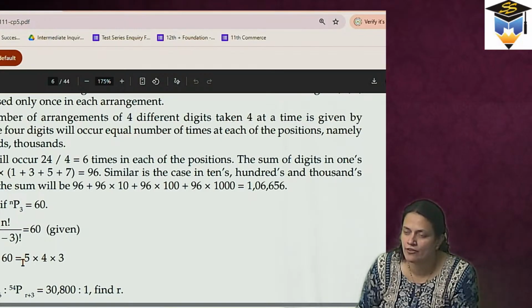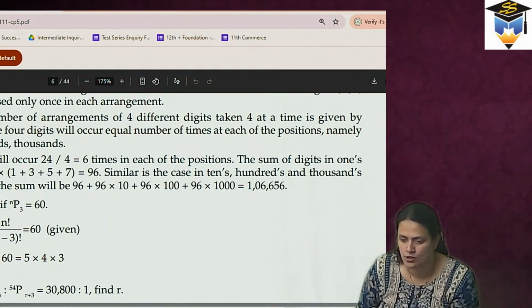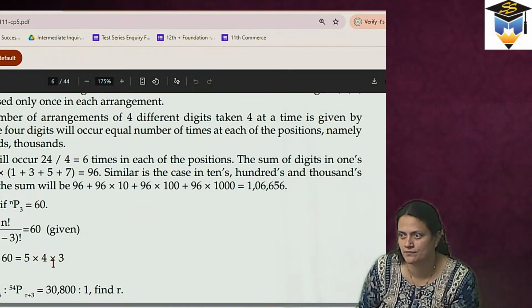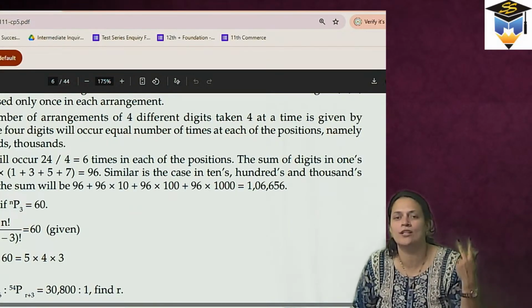So that is 5 into 4. Is 4 less than 5 by 1? So that is n minus 1. And is 3 less than 5 by 2? So it is n minus 2. So the factors of 60 have been taken in such a way that you directly get the values of n, n minus 1, n minus 2.